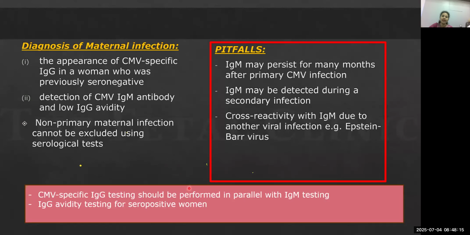So always we have to do a CMV-specific IgG test in parallel with an IgM test, so that we know whether it was an acute or a past infection. What we do here is we always order IgG, IgM, and IgG avidity. When you have all three on the table, the interpretation is less confusing.